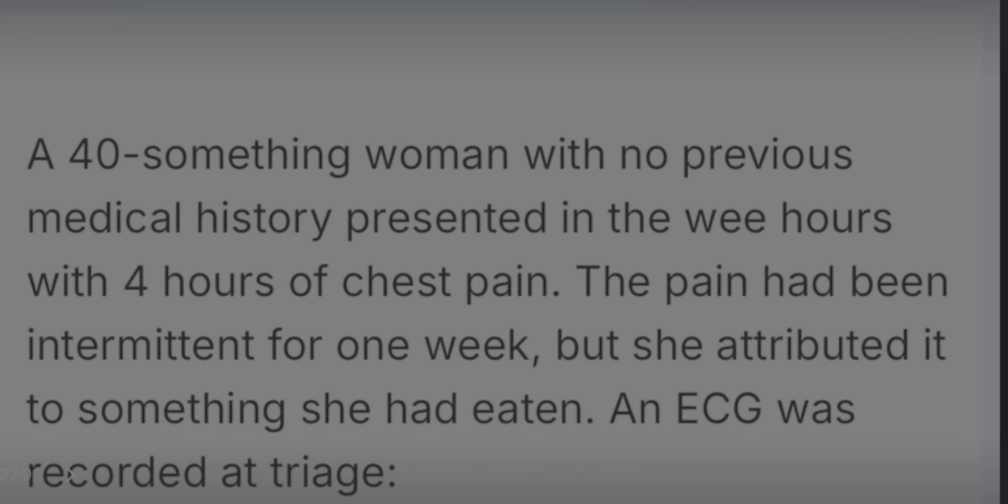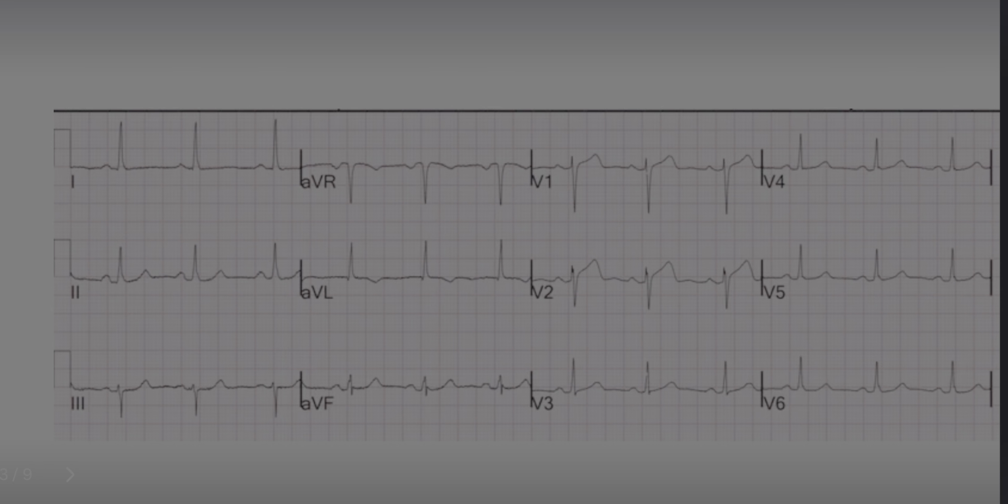So, we have a 40-year-old woman with no previous medical history presented to the ED with a 4-hour history of chest pain. The pain had been intermittent for 1 week, but she attributed it to something she had eaten, and an ECG was recorded at the triage. So this is the ECG that was taken in the ED.